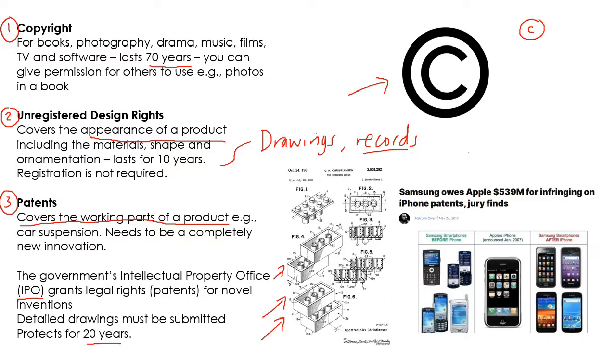A very, very famous legal battle that went on was when Apple sued Samsung for infringing on their iPhone patents, and they were awarded 539 million for basically copying their touchscreens and all their different things that they'd patented in the iPhone. Samsung were judged to have copied them, and that's how much they got sued for.